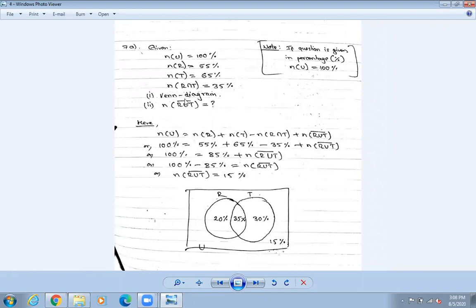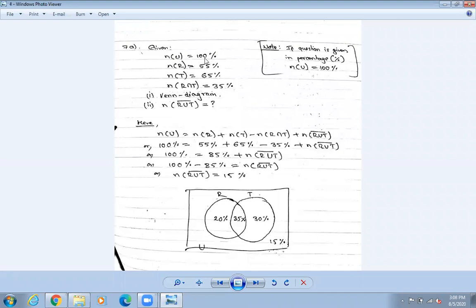So NU is given. NU equals NR plus NT minus R intersection T plus R union T whole complement. Okay, so this formula we may know. Now put the value. Just put the value. So NU is 100.